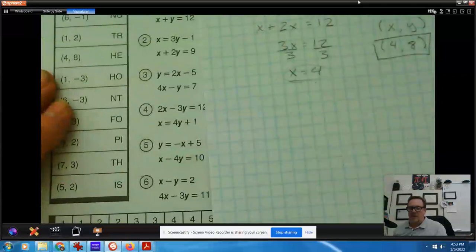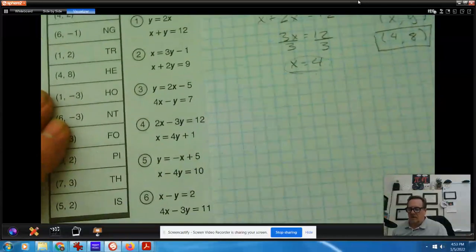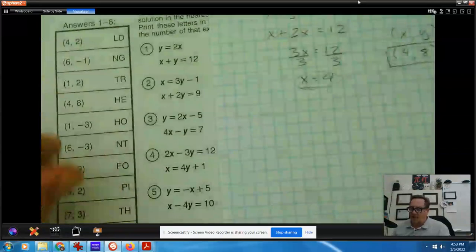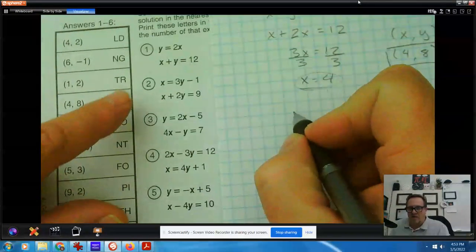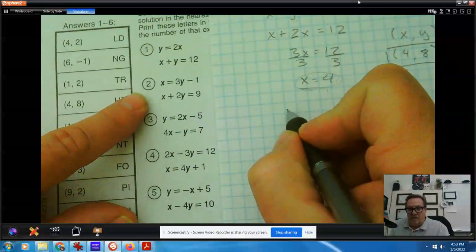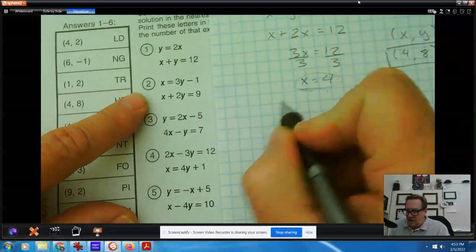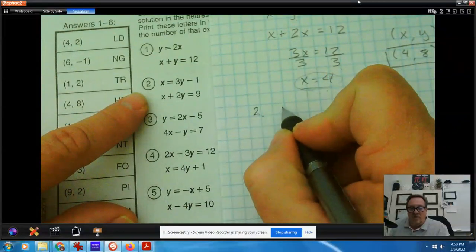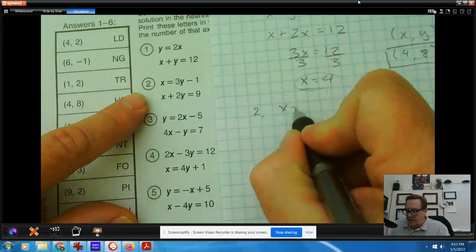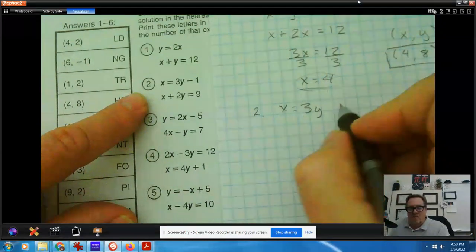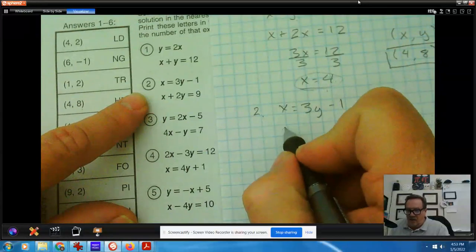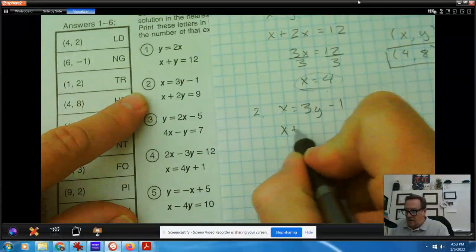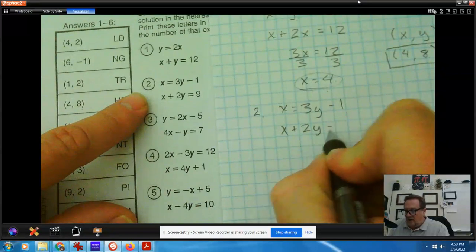I'm going to do the next one with you as well. Follow along. And again, if you get lost, you can always pause and rewind the video. But here's problem number 2. It says, go right down to, it says x equals 3y minus 1. And the second equation is x plus 2y equals 9.